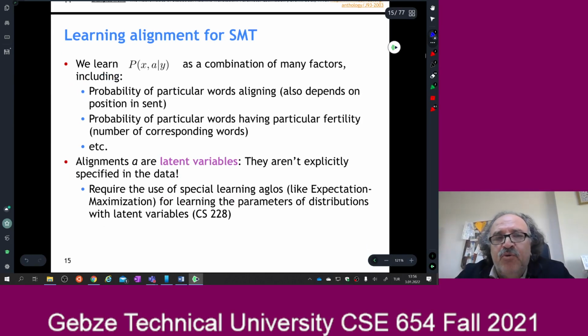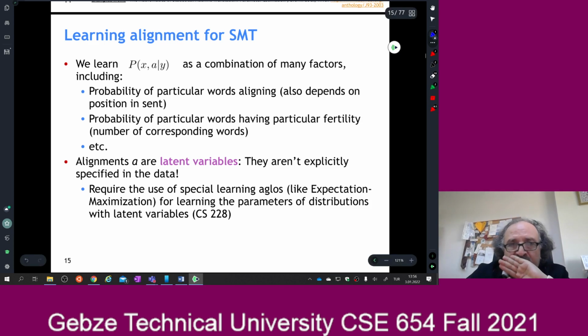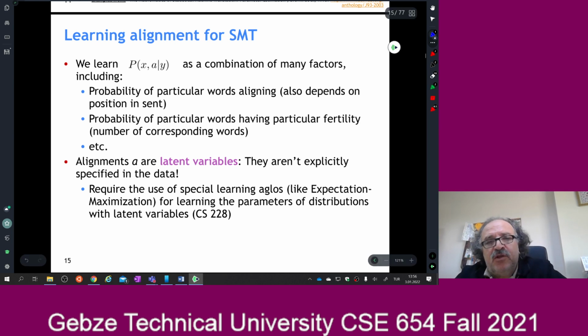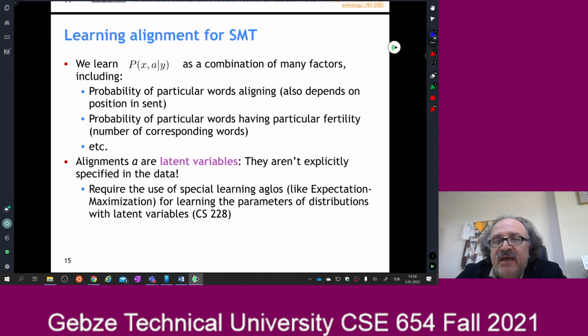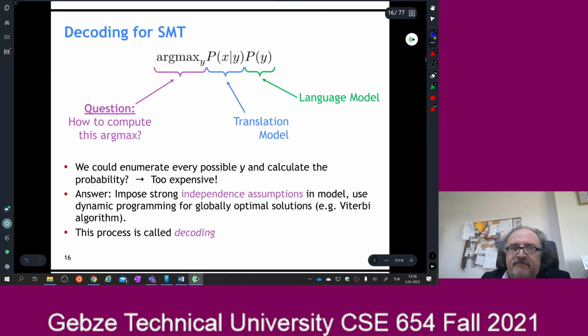So the probability of particular words aligning, the probability of particular words having particular fertility, the number of corresponding words, etc. So you need to know that. And the alignments are latent variables, and they are not explicitly specified in the data. Somebody has to go sit down and calculate it or mark those alignment data too.